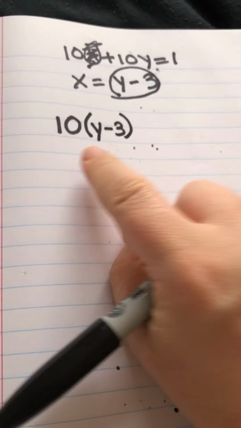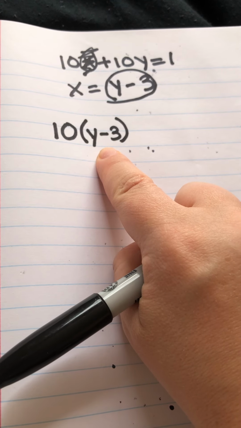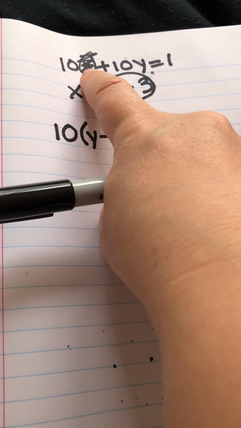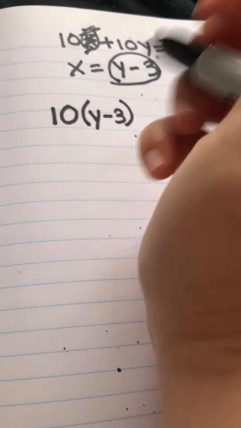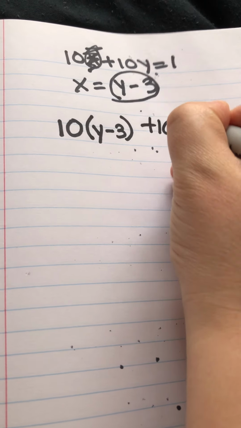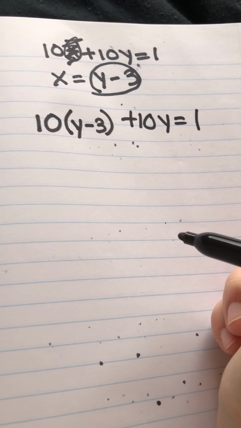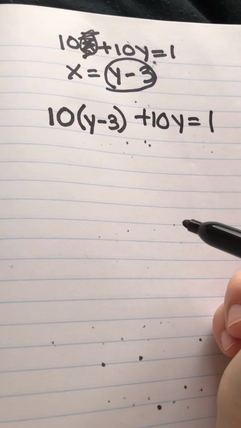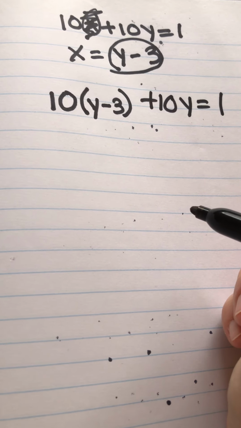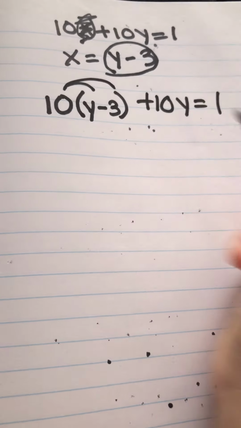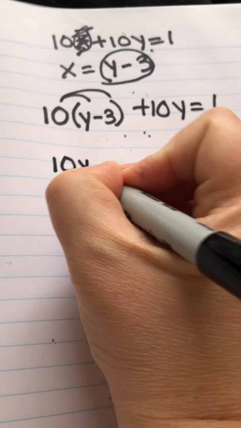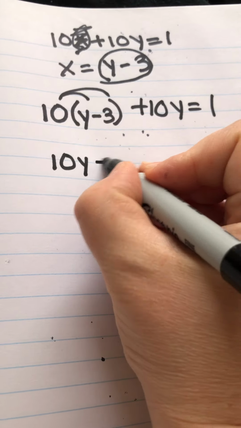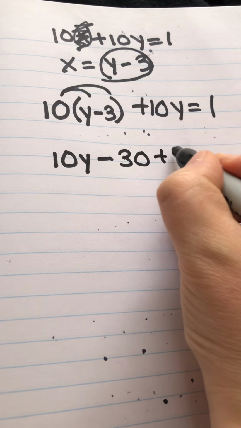This shows that 10 is getting now multiplied by y minus 3 because 10 was getting multiplied by x, and this is what x equals. Then I'm going to write the rest of this equation exactly the same. Plus 10y is equal to 1. From there, I'm going to work on solving. So you know from solving equations that whenever we have parentheses, the first thing we need to do is to distribute. So 10 times y will give me 10y, and 10 times negative 3 will give me negative 30. Then I'll drop the rest of it down.